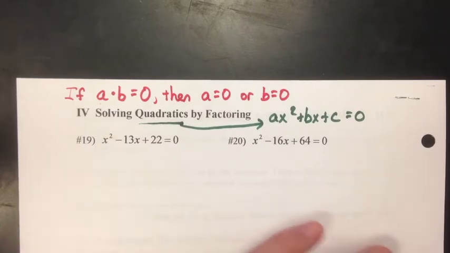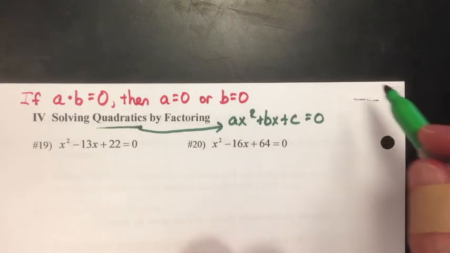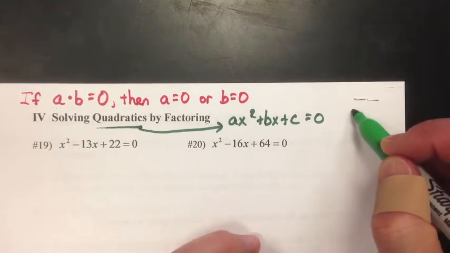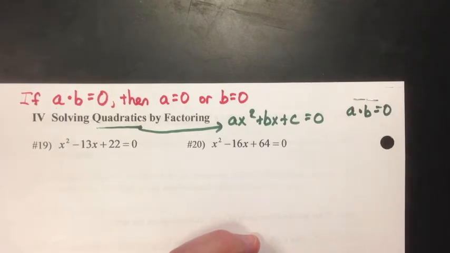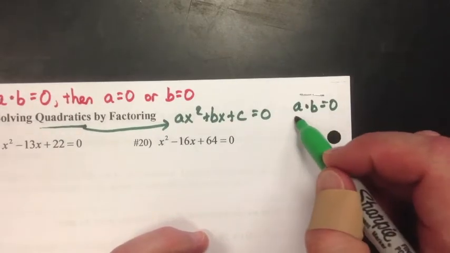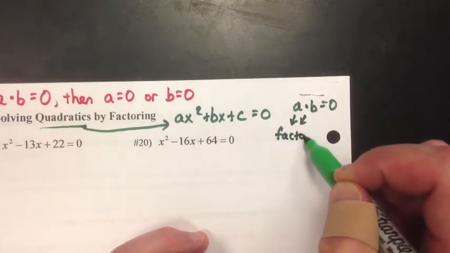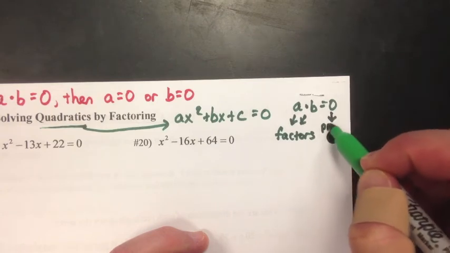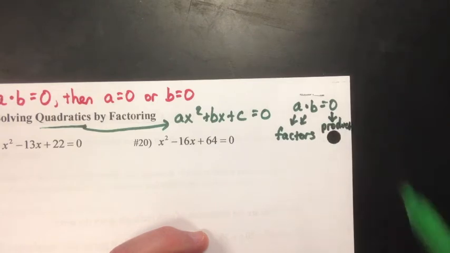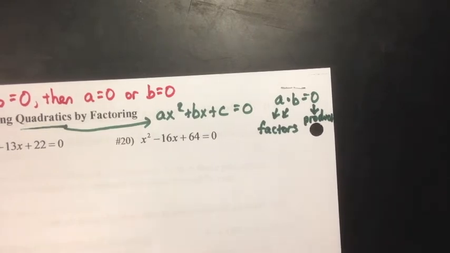And the other thing that I'll just remind you of: when you multiply two things, so for example, if I say a times b equals 0, the two numbers that I multiply are the factors. And the value that I get, which is 0 in this case, is the product. P-R-O-D-U-C-T.